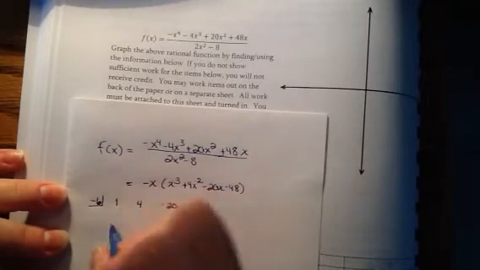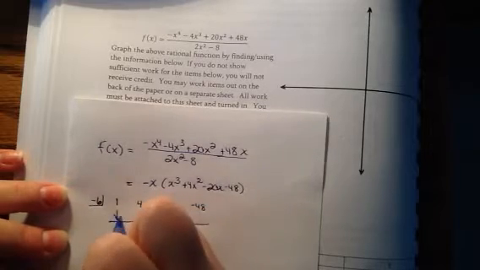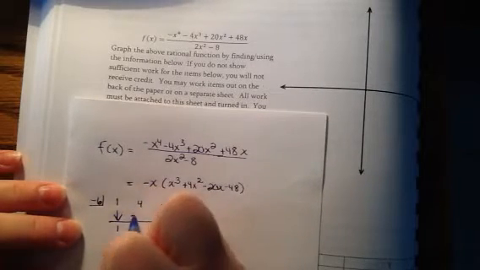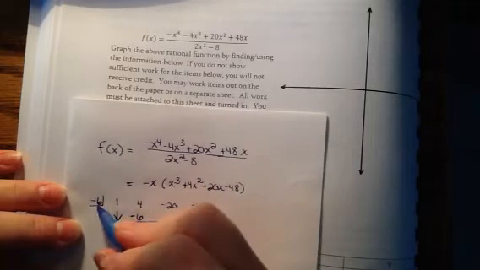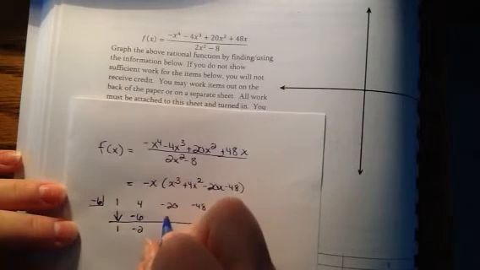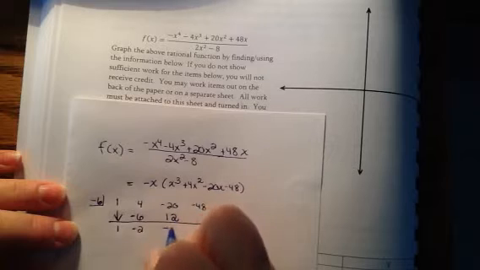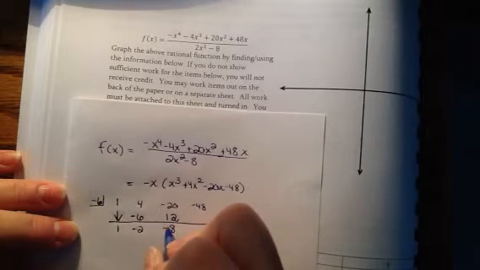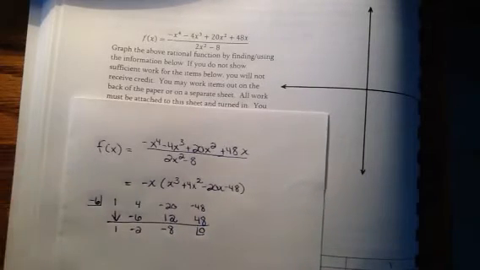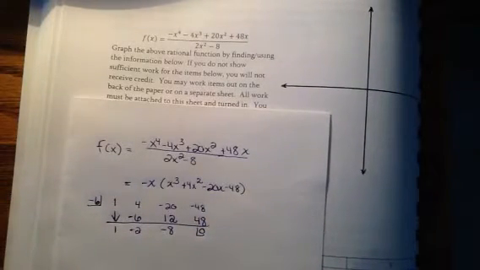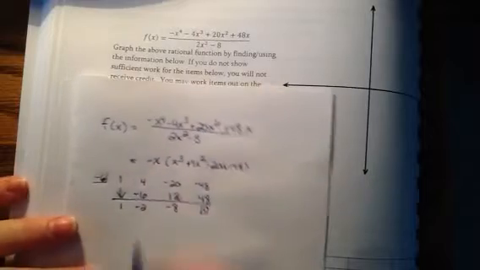It's in order, nothing's missing. Drop down the 1. 1 times negative 6 is negative 6. You add these together and get negative 2. Negative 6 times negative 2 is positive 12. Negative 8. Negative times negative gets you a positive 48, which gives a remainder of 0, which should happen because we know that this was a factor, so I have to get a remainder of 0.